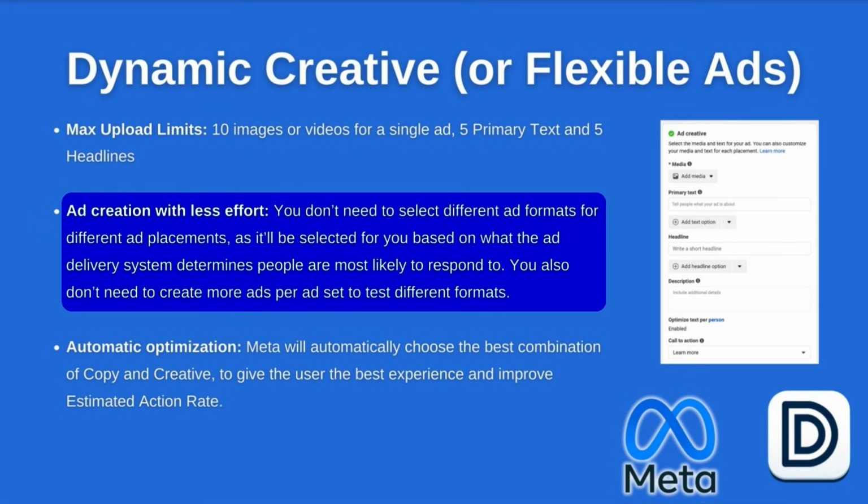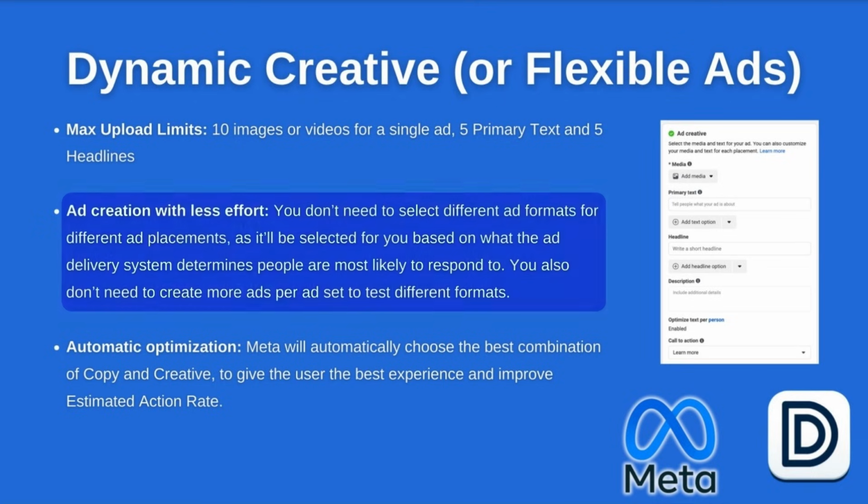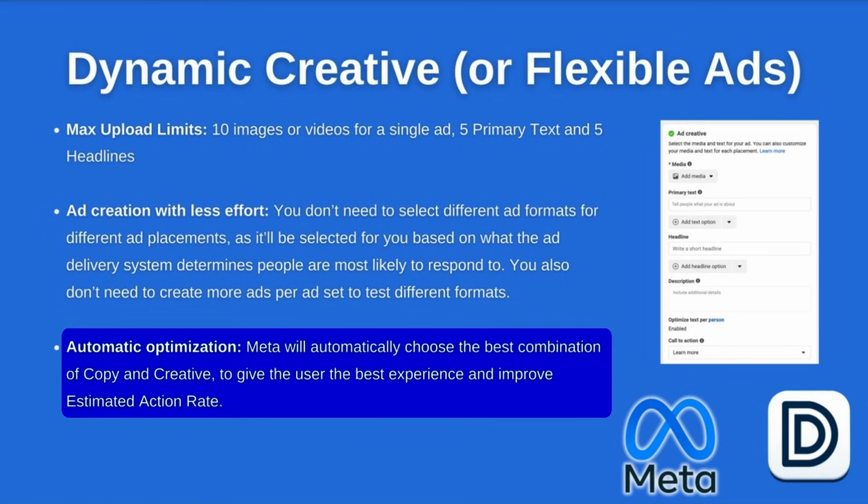And dynamic creative, or flexible ads, are great because they allow ad creation with less effort. You don't need to select different ad formats for different placements, as it'll be selected for you based on what the ad delivery system determines people are most likely to respond to. You also won't need to create more ads per ad set to test different formats. Also, dynamic creative, DCTs, or flexible ads allow for automatic optimization. Meta will automatically choose the best combination of copy and creative to give the user the best experience and improve estimated action rate.